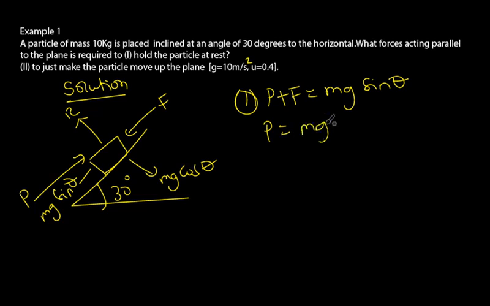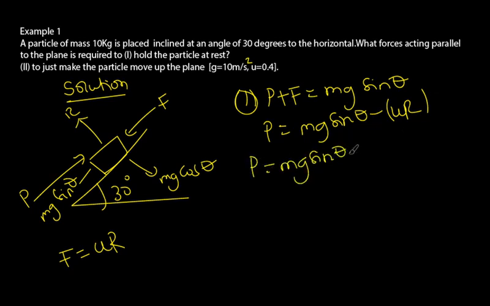So this will be mg sine theta minus F, and we know that F, the frictional force, is equal to the coefficient of friction times R. So in place of the F over here, we can write mu R, so minus mu R. Now the R, which is the normal reaction in this case, because the applied force over here is just parallel to the plane and not at an angle, our R will be equal to mg cos theta.